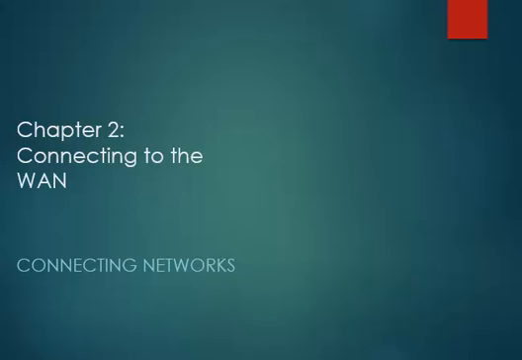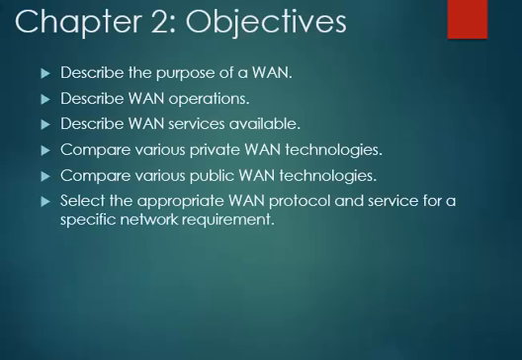First, we're going to review the objectives of the chapter. At the end, we'll be able to describe the purpose of a WAN, describe the WAN operations, the WAN services available, compare various private WAN technologies, compare various public WAN technologies, and select the appropriate WAN protocol and service for a specific network requirement.